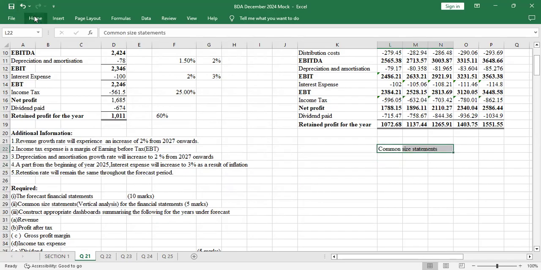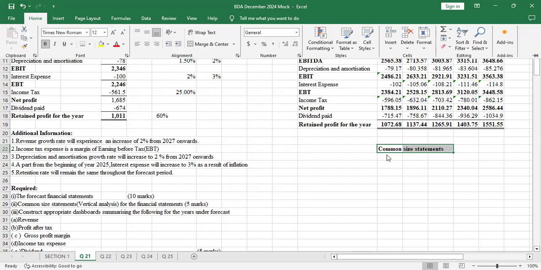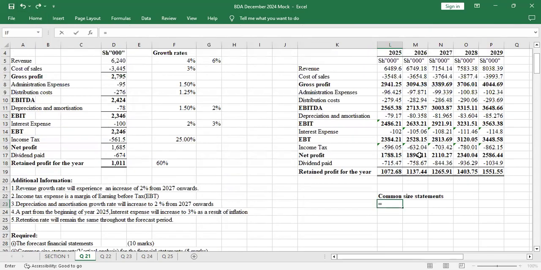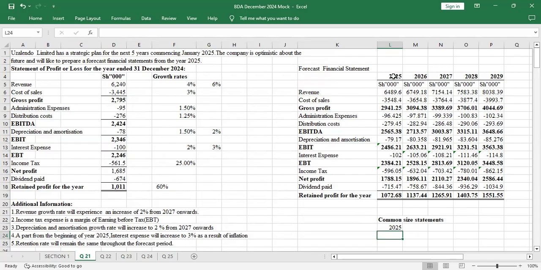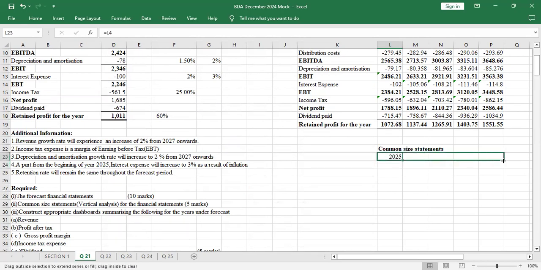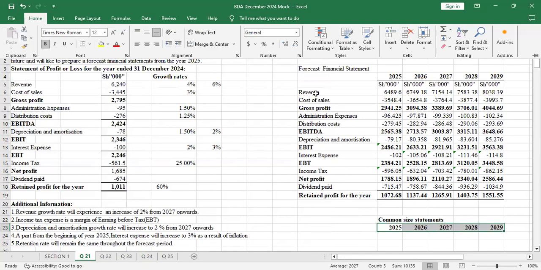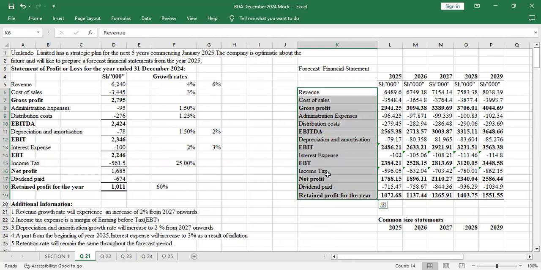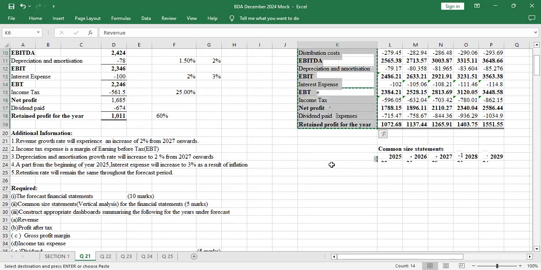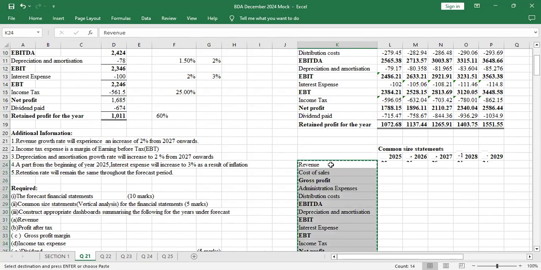So I'll bold that. And then I'll have the years 2025 all the way to 2029. Those are the years for which I'll do the common size statement analysis, and it's supposed to be vertical. The first thing I'll do is copy this information, Control C, and come here and Control V just to copy.